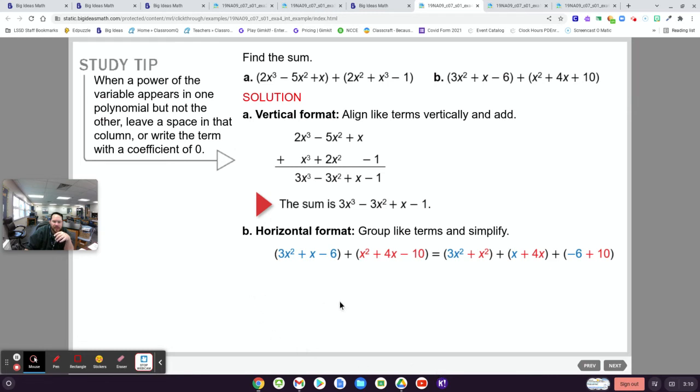So you can combine the 3x squared and the x squared. You can combine the x and the 4x. And you can combine the negative 6 with the negative 10. Why did they put a positive 10 here? Oh, because it's a positive 10 here. Hey, look, it's a typo.